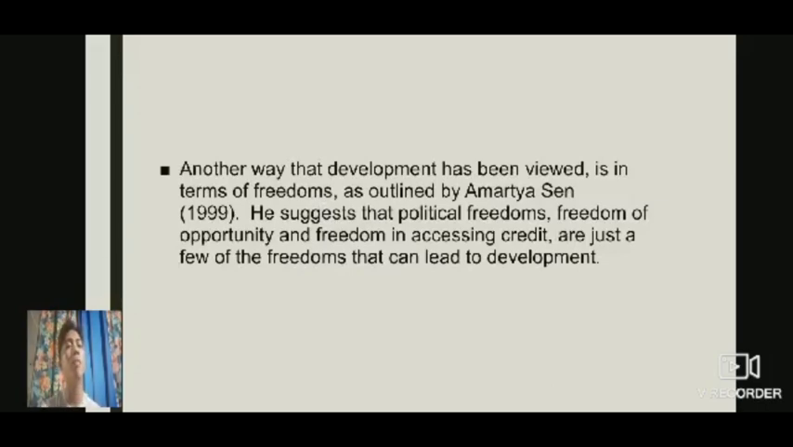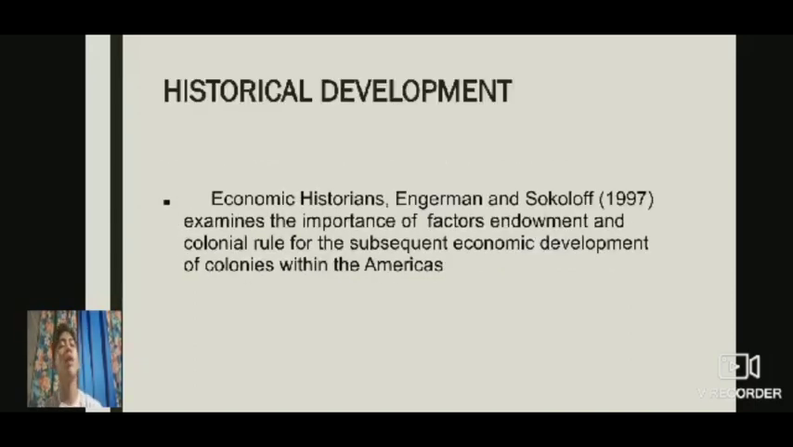Another way development has been viewed is in terms of freedoms, as outlined by Amartya Sen in 1999. He suggests that political freedom, freedom of opportunity, and freedom in accessing credit are just a few of the freedoms that can lead to development. Now, in historical development, economic students Engerman and Sokoloff 1997 examine the importance of factor endowments and colonial rule for the subsequent economic development of colonies within the Americas. So in our study, the historical development is the historical development of Barangay Bonbonon here in Iligan City.